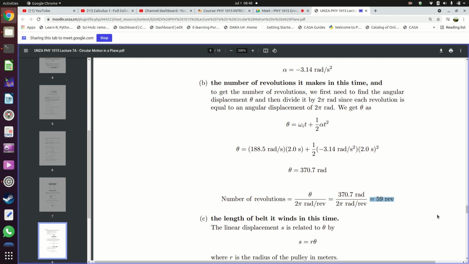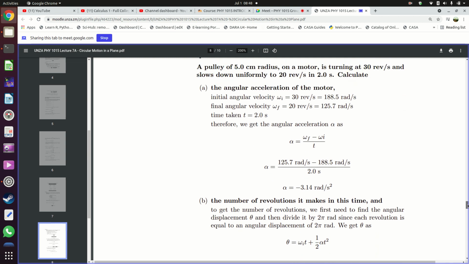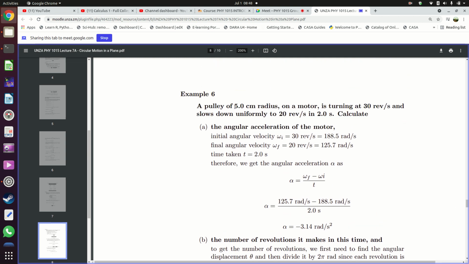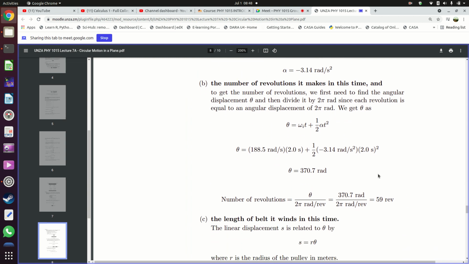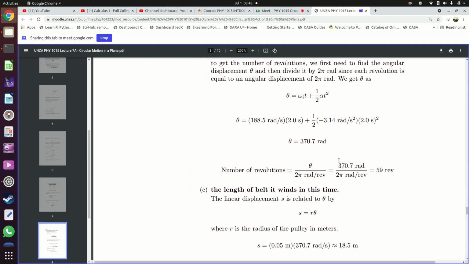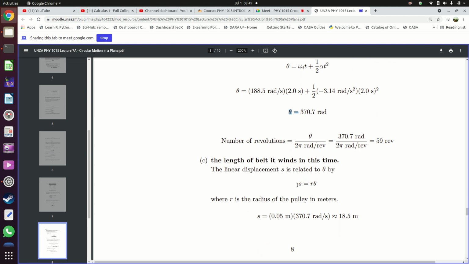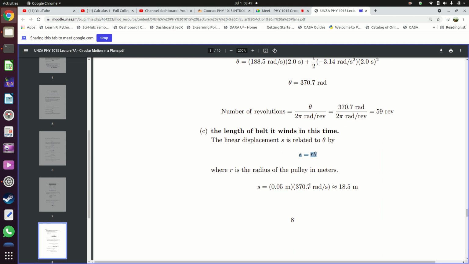In those 50 revolutions, the pulley has a certain amount of length. The radius is 5 centimeters. So we can work out the length of belt it went through. To do that, you have to use your theta in radians, which is 314 radians, multiplied by r. So S, the length of belt, is equal to r theta. Here r, the radius, is 5 centimeters, divided by 100, gives you 0.05 meters.